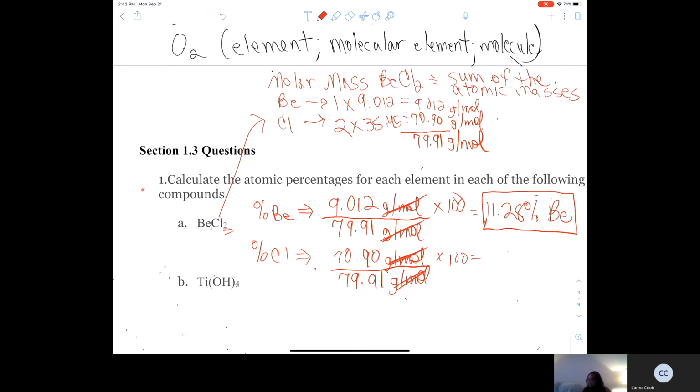And that gives you 88.72% chlorine. Now, we really didn't have to do this last calculation for chlorine. All we had to do was subtract 11.28 from 100, and that would have given us the percent chlorine, because there's only two types of elements in this formula. Once we find the percentage composition of one element, all we have to do is take that value, subtract from 100, and get the percent composition of that second element.